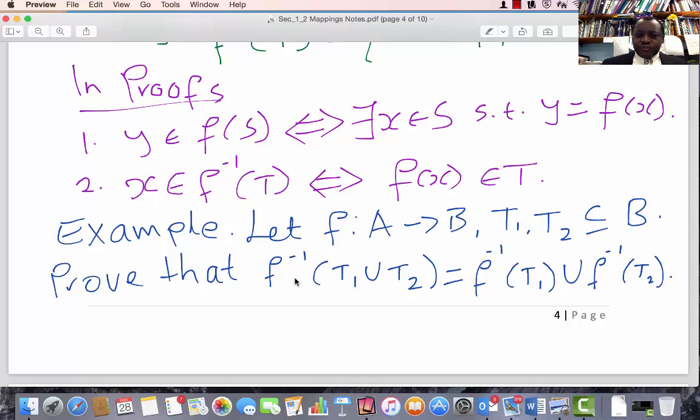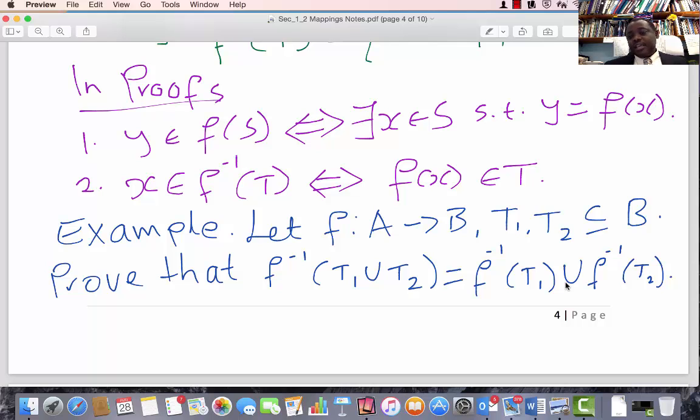I want you to prove that f inverse of T1 union T2 equals f inverse of T1 union f inverse of T2. These are sets. How do we prove that two sets are equal? We prove that the left-hand side is a subset of the right-hand side, and the right-hand side is a subset of the left-hand side. So I'm going to pick an element in the left-hand side and show that it definitely belongs to the right-hand side.